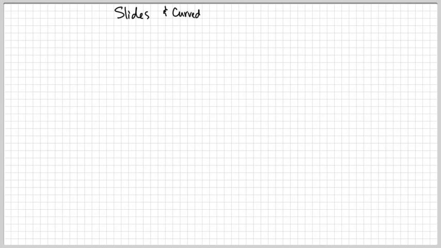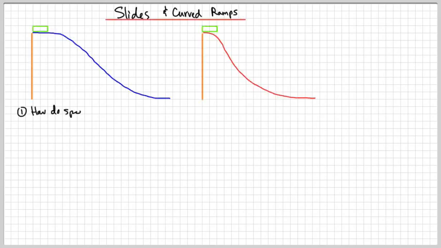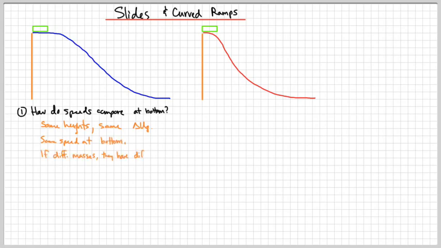Another problem we'll look at is the example of slides or curved ramps, and we saw this with the example of 4 ramps that I demonstrated in class. Those black metal ramps, they each had a slightly different curve to them. A couple of them were straight, had the same slope, and a couple of them had different slopes that were curved.